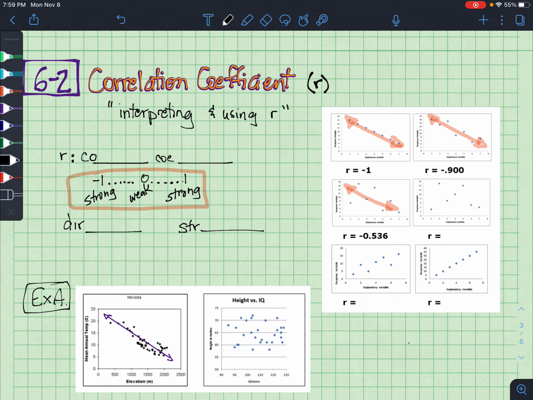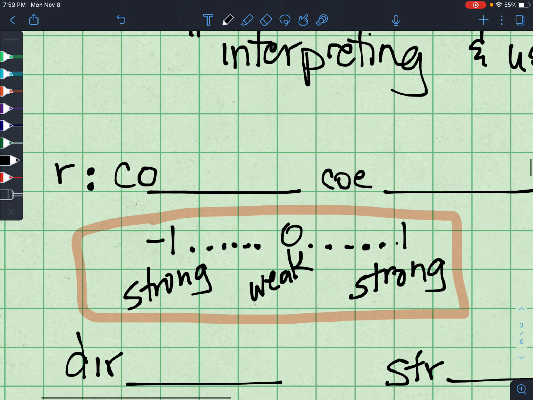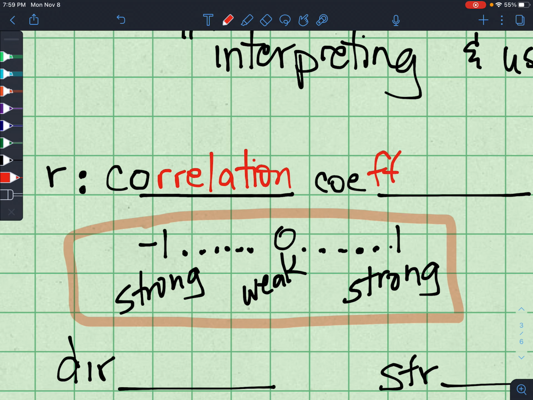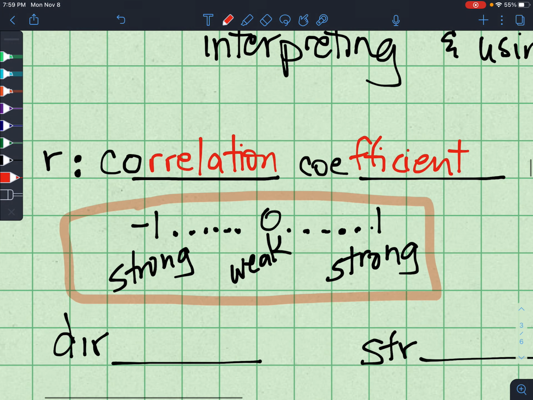All right. First of all, the variable R in statistics is known as the correlation coefficient. It varies between -1 and +1. It's strong when it's on either end, when it's close to -1 and 1, and it's weak in the middle, so when we're close to 0.